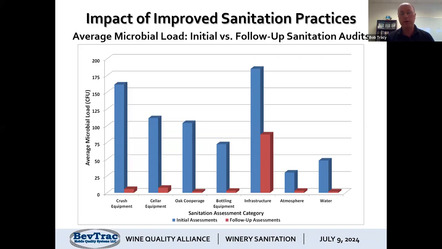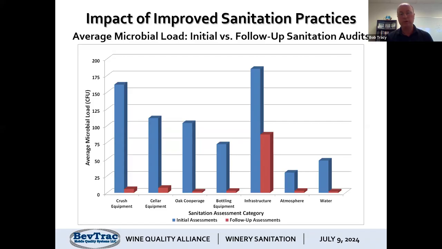The blue bar indicates the initial assessments. So I've gone in and done a sanitation audit. And then the red bar is the actual follow-up assessments. And so after I've done the baseline assessment, the initial assessment, they improve their sanitation practices, and then I go back and do an audit. And the red bars show you what the loads are after they've improved their sanitation practices.